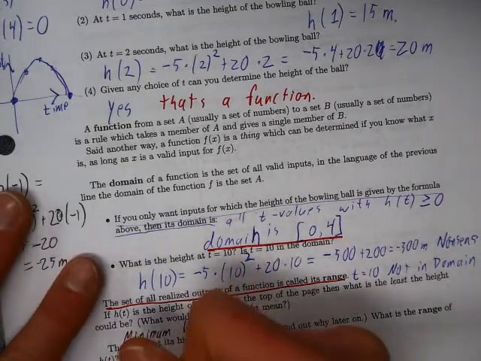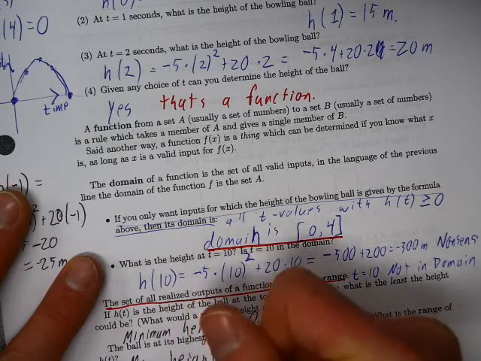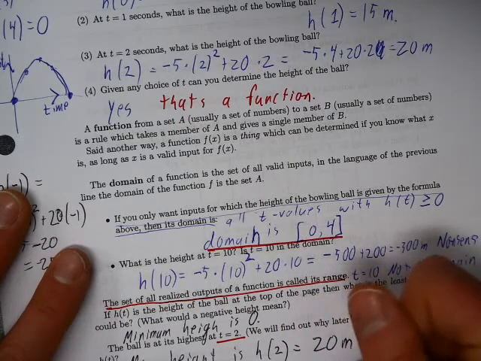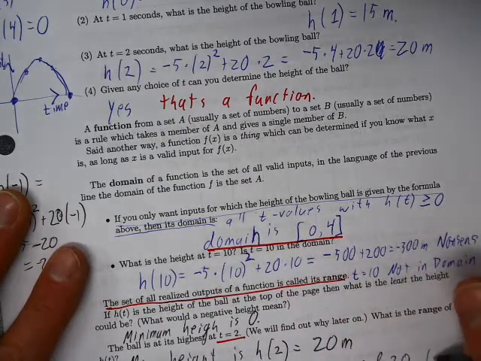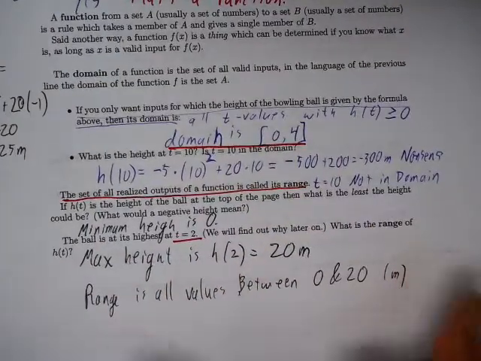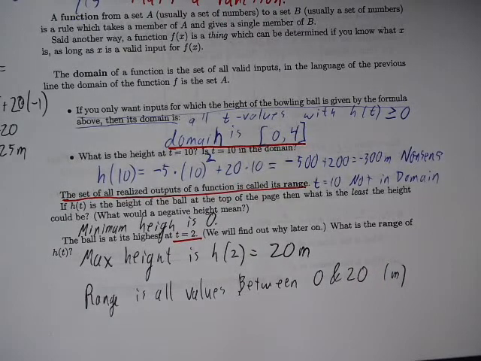So it sure looks like the range is all values between 0 and 20 in meters. What's another name for the set of all values that are between 0 and 20? It's an interval, right? That's the interval from 0 to 20, including or excluding 0 and 20.